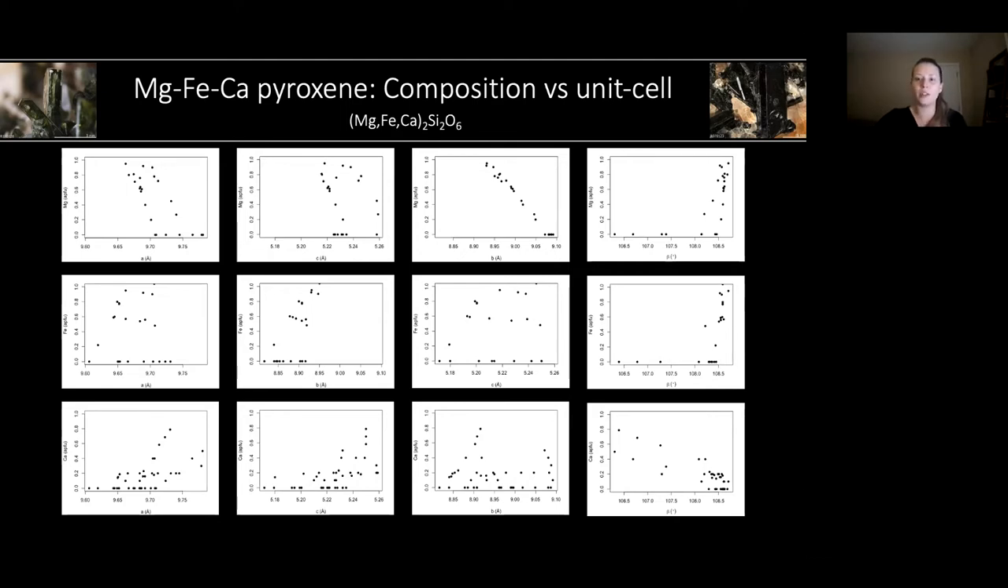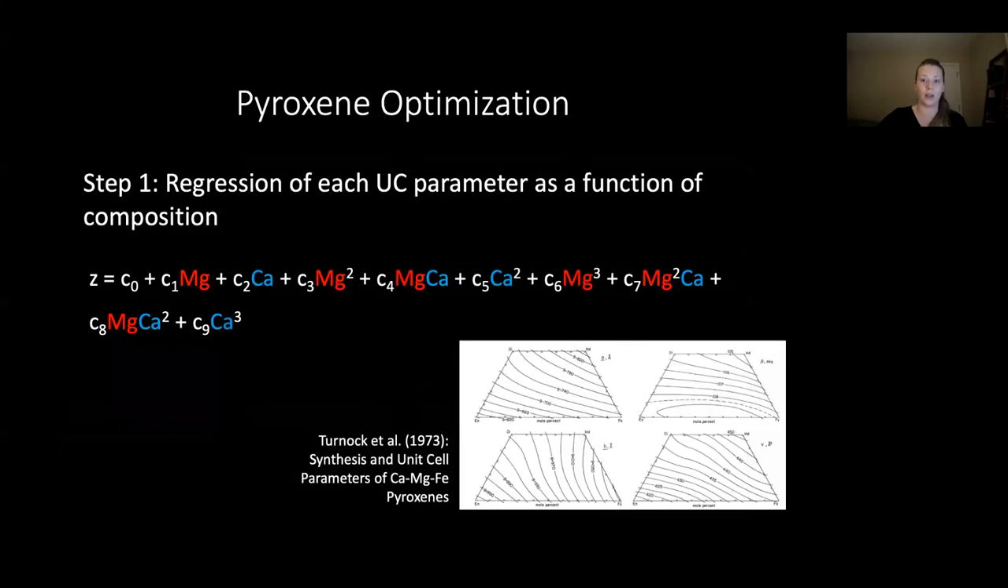I don't expect you to read all this, but I wanted to show them simply to illustrate that the crystallographic and chemical complexity has increased relative to the mineral systems that we were looking at before. So you can see some of the trends, but most of the trends are in higher dimensions, and therefore they're not apparent in these XY plots. So how did I tackle this problem?